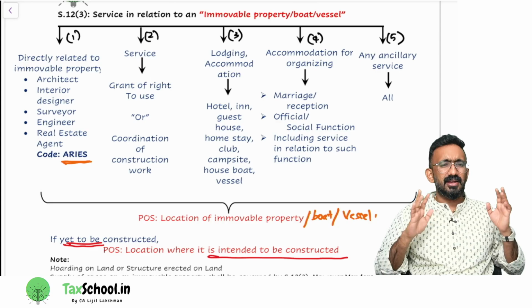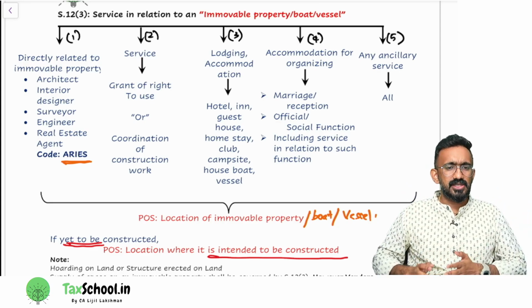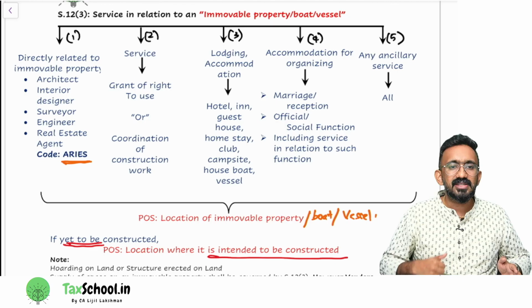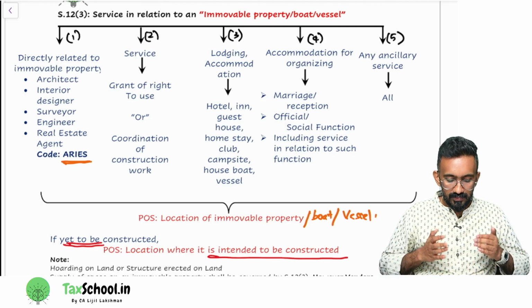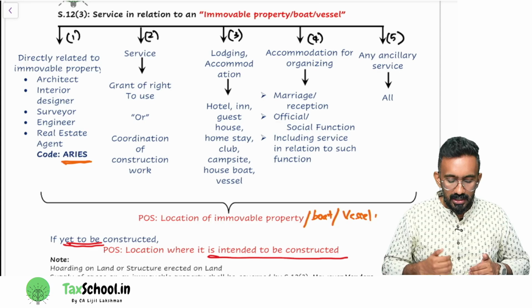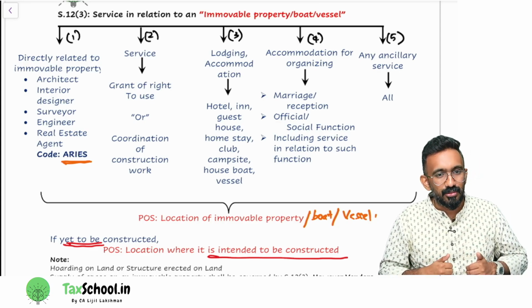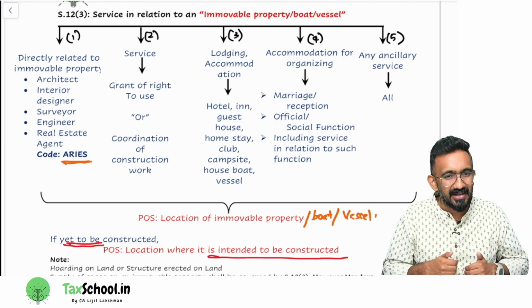So we can simply think about it like this. Accommodation service will generally have what bill? CGST SGST bill or IGST bill? CGST SGST bill. Why? The location of the hotel is the location of the supplier. Place of supply is also the location of the hotel, the immovable property. So it will always be an intra-state bill.